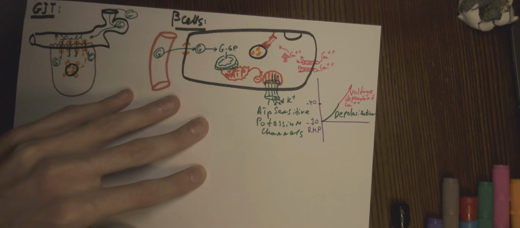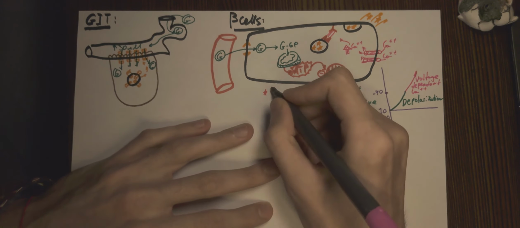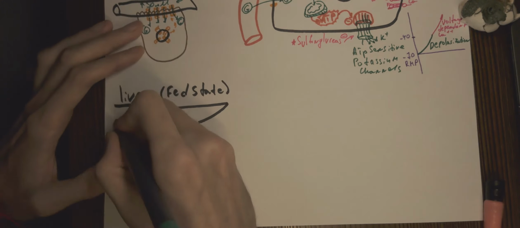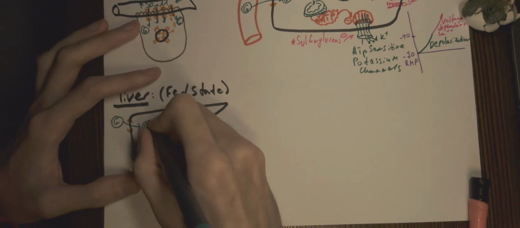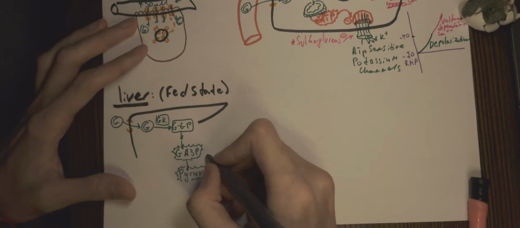Important note: sulfonylureas block ATP-sensitive potassium channels, causing depolarization and insulin secretion. In the liver, I want you to remember that our transporter can work in two directions.